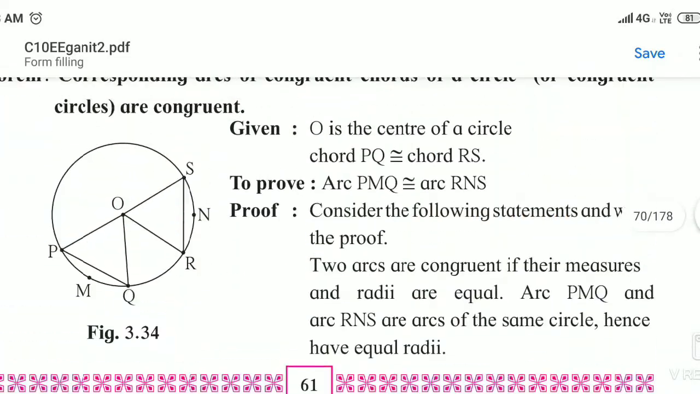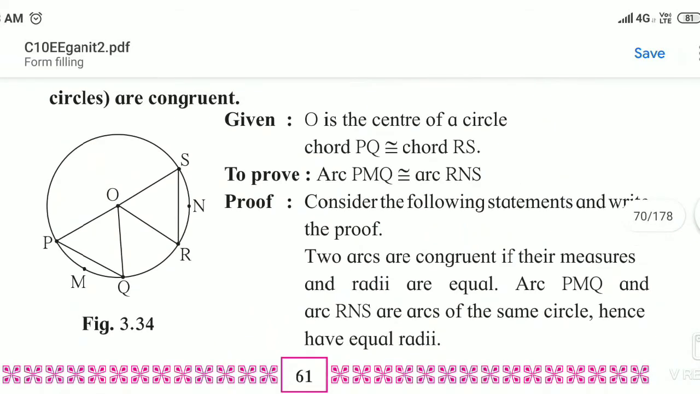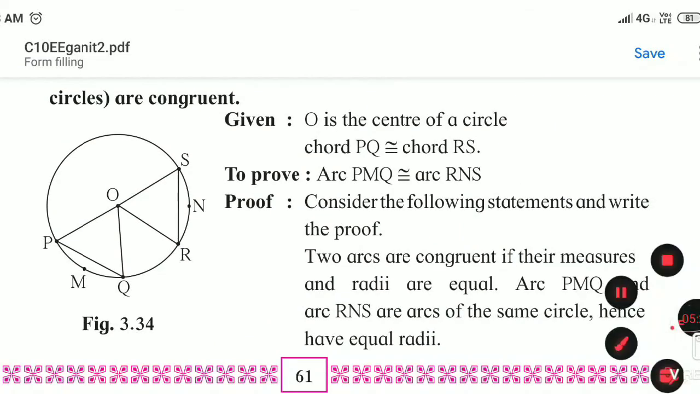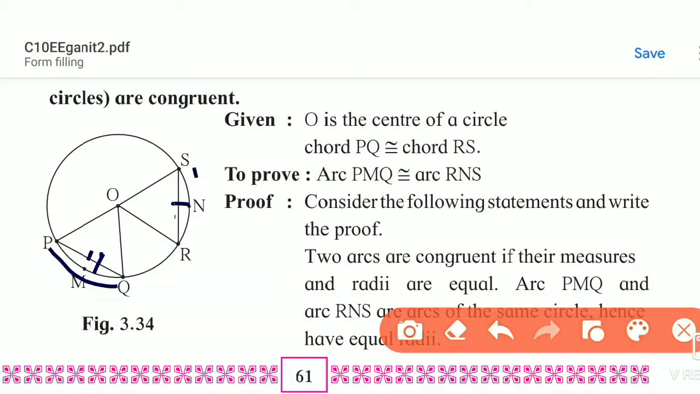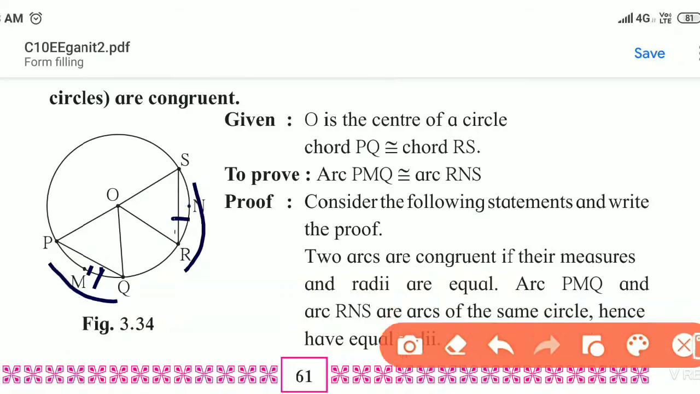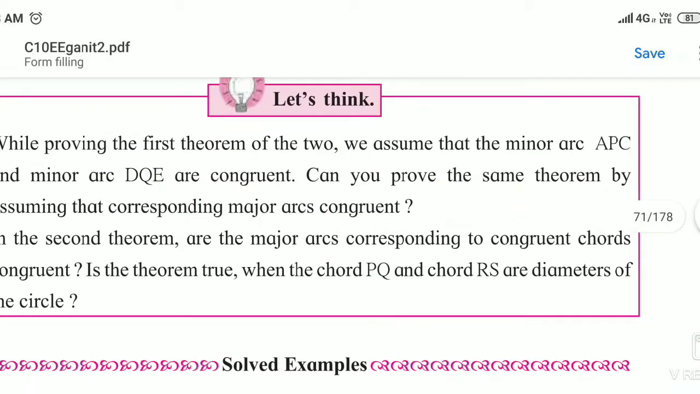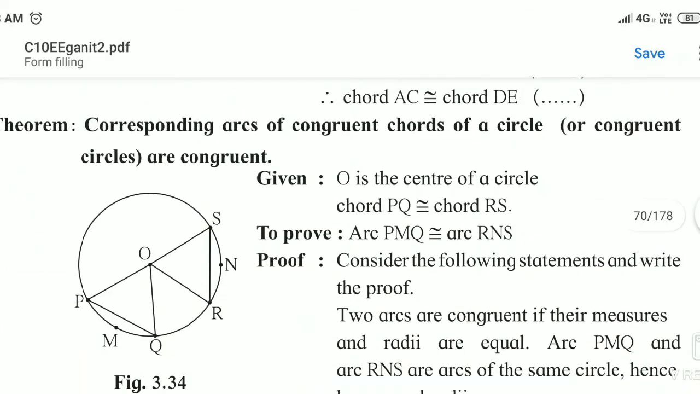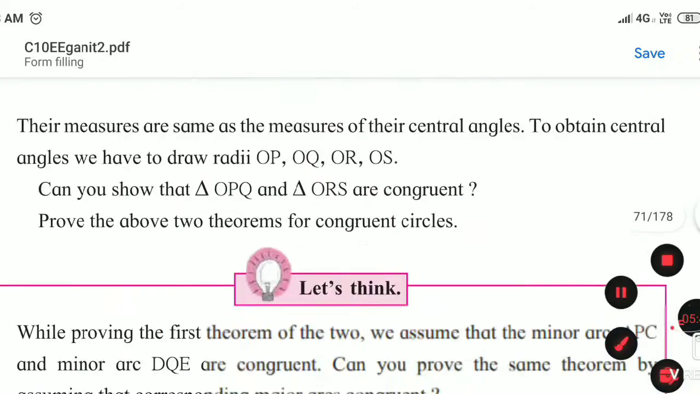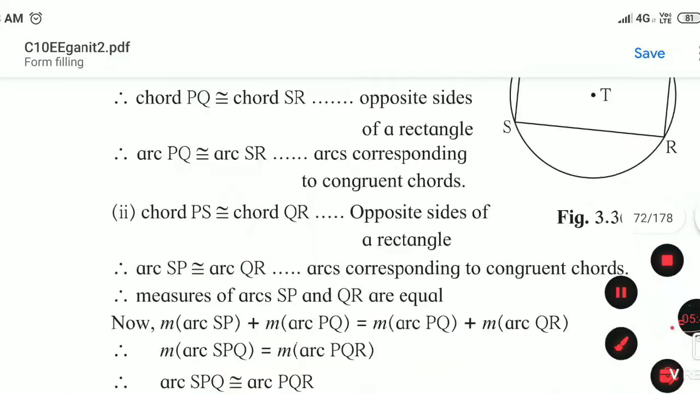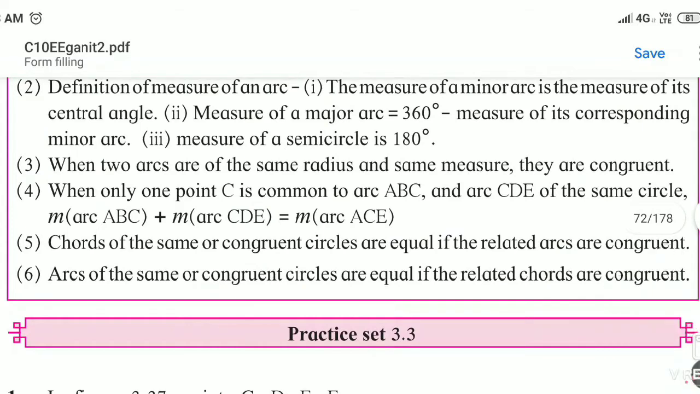Here, if the chords are congruent, meaning PQ is equal to SN, then the arcs PMQ and SN are also congruent. And its converse we saw: when the arcs are congruent, then the chords are also congruent. Okay, so we saw all these points from Monday.